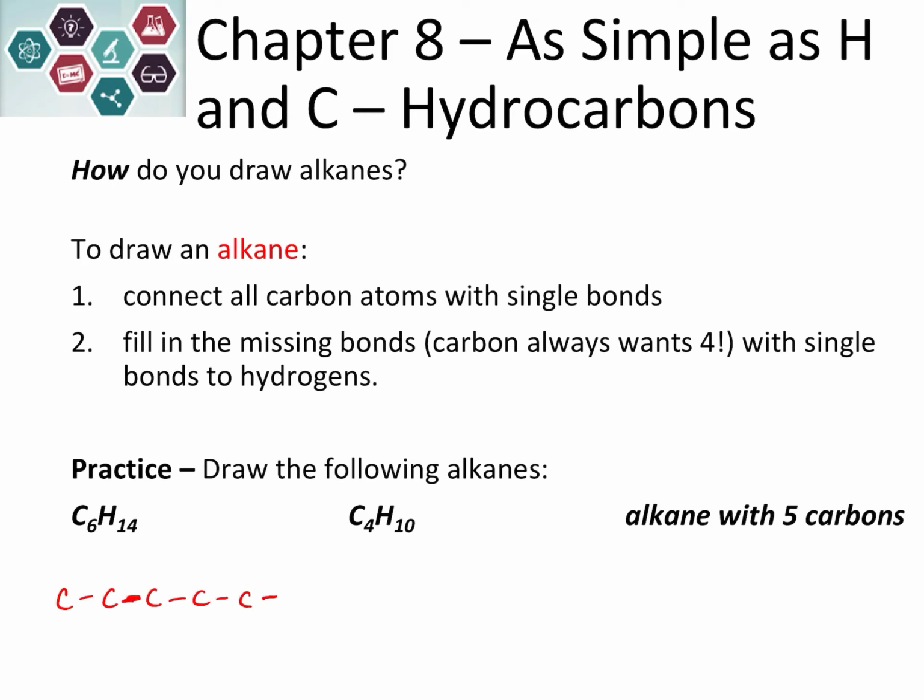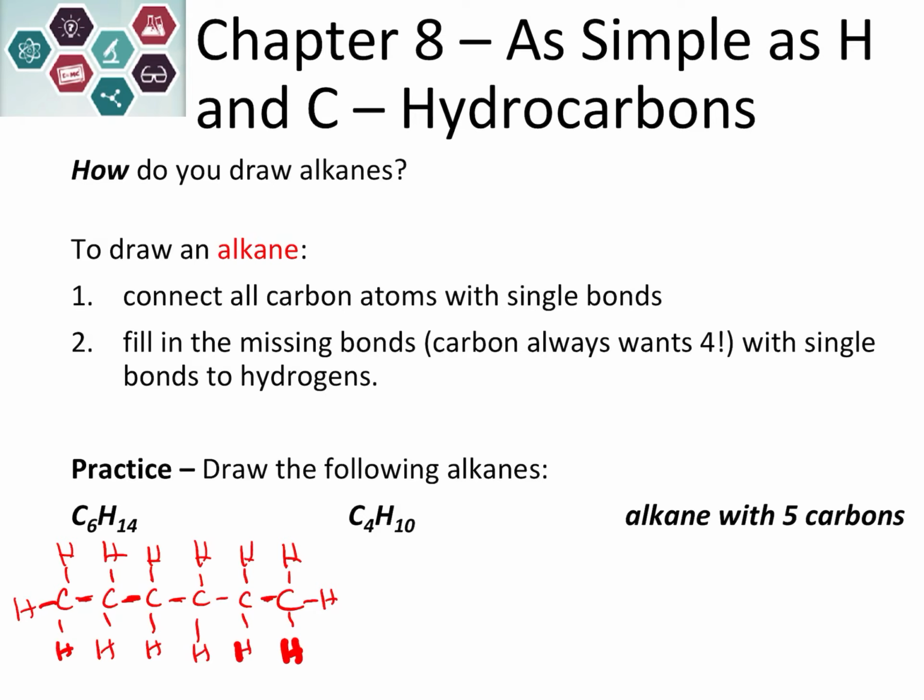So that's 5, 6. The carbons on the end have 1 bond each, so that means they're missing 3. So we'll stick 3 hydrogens on each of those. Then if we look at all the carbons in the middle, they've got 2 bonds. So that means they're all missing 2 bonds, or 2 hydrogens. We'll draw those in. So there is your C6H14.